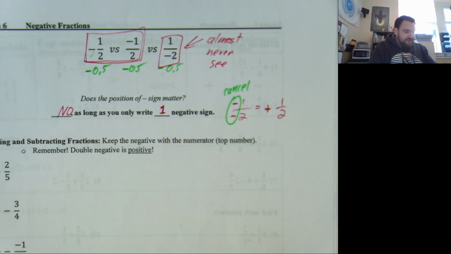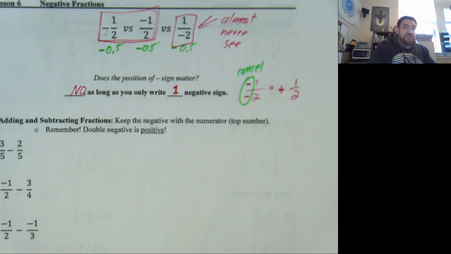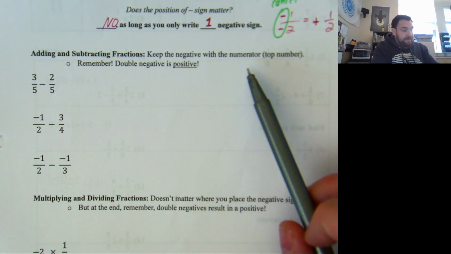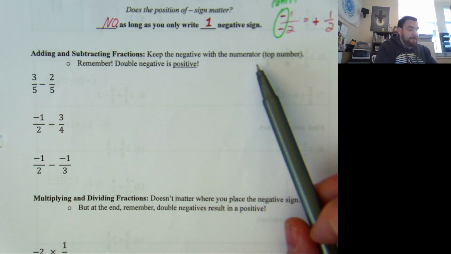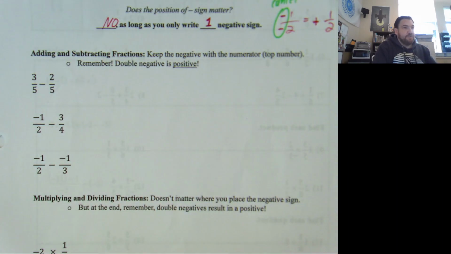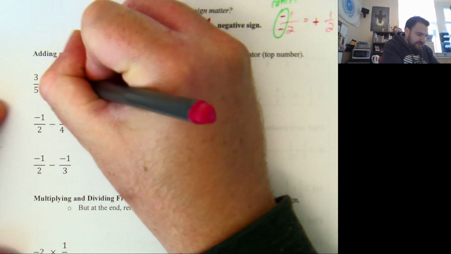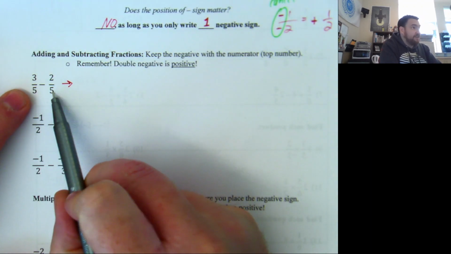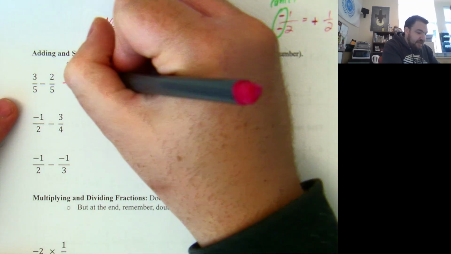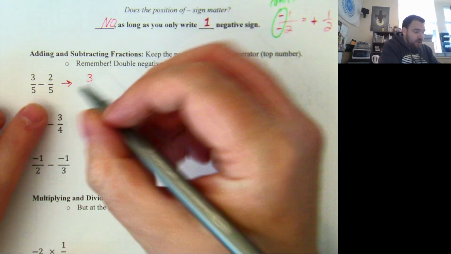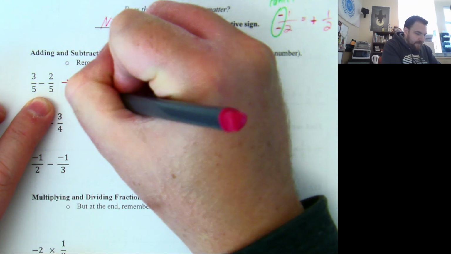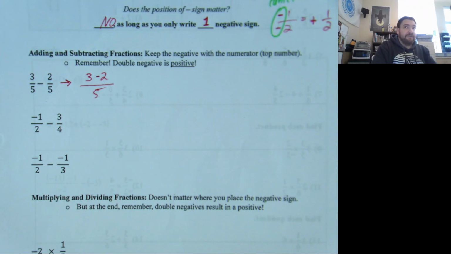Otherwise, things are exactly the same. Generally, when you do these things, you want to keep the negatives with the numerator as far as the math goes. So if I had two fractions like 3/5 minus 2 over 5, because the denominator is already the same, we've already subtracted fractions, but just so we're really clear what's happening here, when the denominator is the same, it's going to become 3 minus 2 over 5.